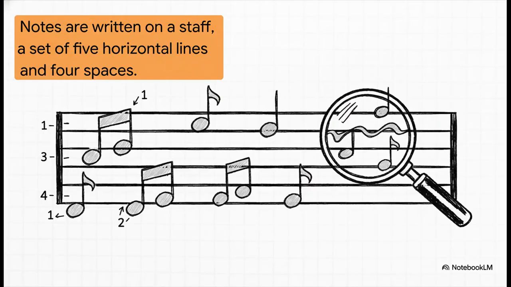All right, so we have our musical alphabet, but where do we actually write these notes down? They live on something called a staff. That's the set of 5 lines and 4 spaces you always see in sheet music. Where you place a note on that staff tells a musician exactly which pitch they need to play.